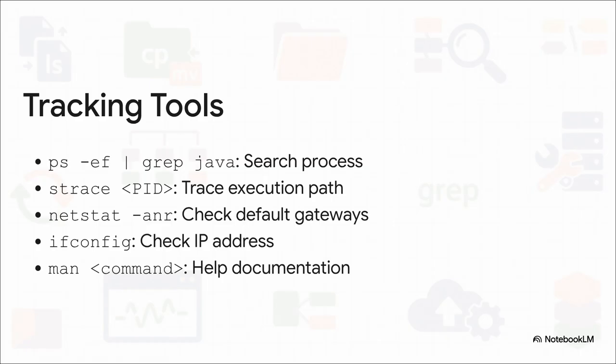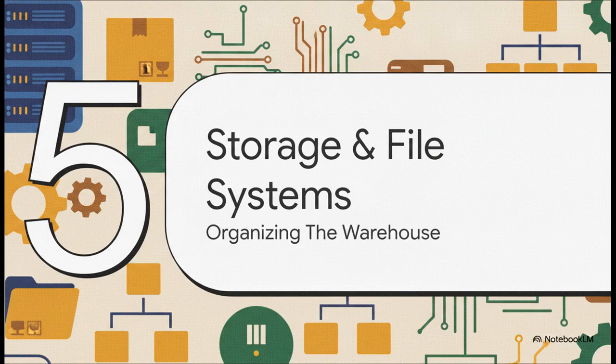Once you have that ID, strace acts as your ultimate magnifying glass, letting you see exactly what that process is doing under the hood. To verify your networking, netstat -anr checks your default gateways, and ifconfig quickly grabs your IP address. Oh, and if you ever forget a flag, just use man to pull up the help documentation for literally any command.